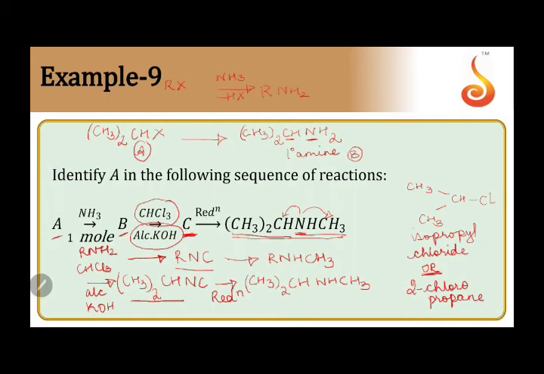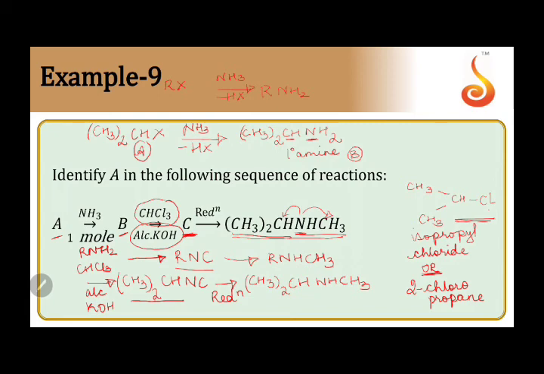Once again, we start from A now. So A, if it is isopropyl chloride, on reaction with ammonia, on removing Cl, if HX is removed, we get primary amine. This is B.